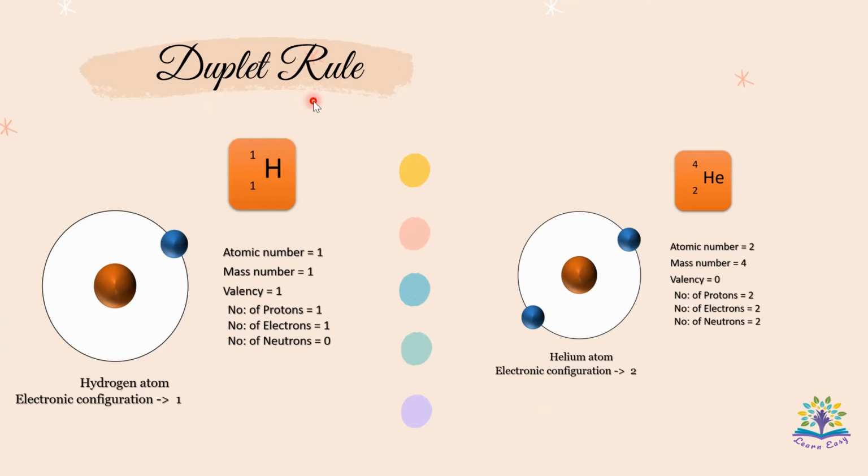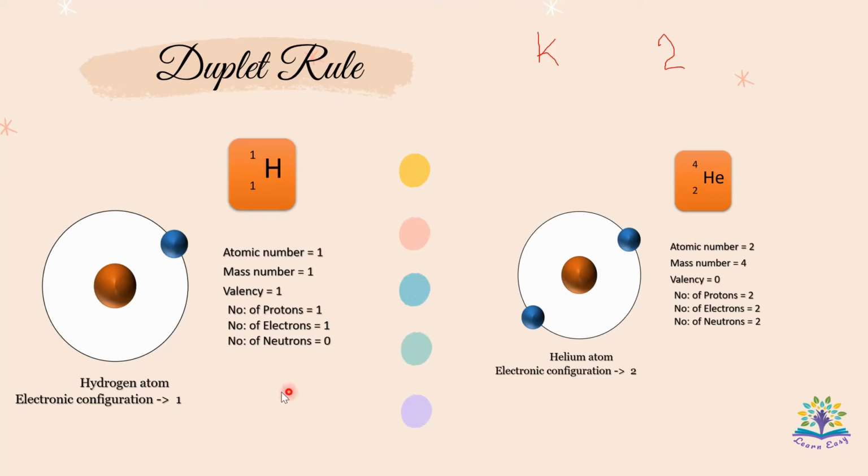Duplet rule. According to the duplet rule, if the valence shell is K shell and it has 2 electrons, then the atom is stable. So the duplet rule as well as the octet rule helps us to understand whether the atom is stable or not. Now why do we need to know whether the atom is stable or not? If the atom is stable, it does not have a tendency to take part in chemical reaction. If the atom is not stable, then it will take part in chemical reaction.